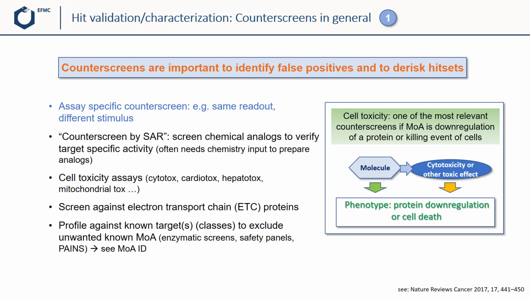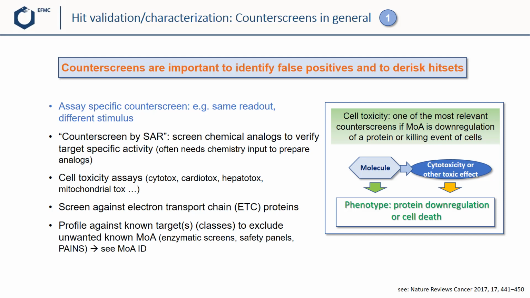Depending on the assay system and on the phenotypic readout that is used, often you would check for cell toxicity in different ways. The importance of cell toxicity testing is also illustrated here on the right. If your suspected mechanism of action is sort of a downregulation of a protein or a killing event of cells, any toxic interference as well as proper modulation of the pathway could lead to this phenotype and so produce false positives. Hits can also be further profiled against electron transport chain targets, which can also lead to false positive readouts.